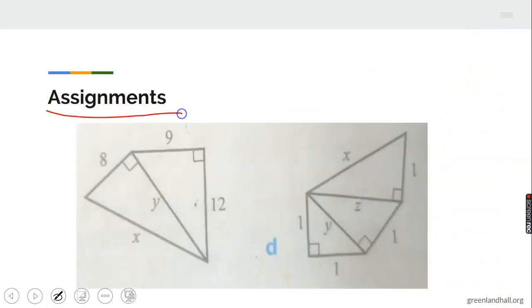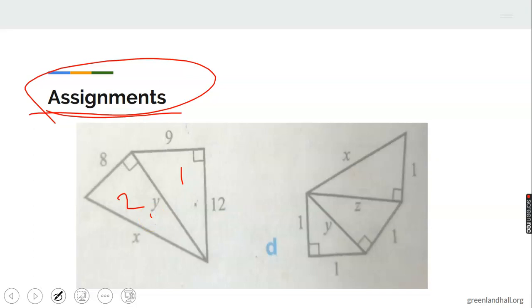Now, assignment. You have to calculate the value of y and x. You can see this, we have 2 triangles joined together. 1, 2. You have to find y first from the first triangle. You then use y in the second triangle to get your value of x. The same thing applies here. You start from this first triangle. This 1 triangle, 2, 3. Let me do one for you.